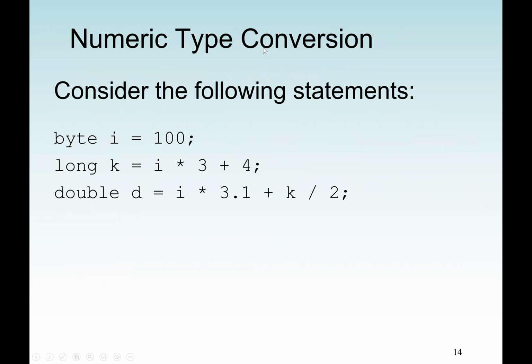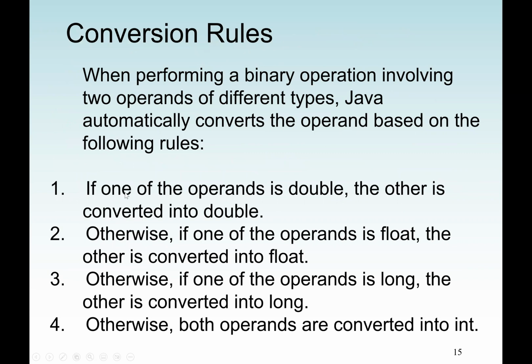We also have the numeric data conversions. So let's consider the following. We have byte I equal to 100. Then we have long K equal to I times 3 plus 4. Then double D is I times 3.1 plus K divided by 2. Now we can cast or convert our data type, and these are the conversion rules.